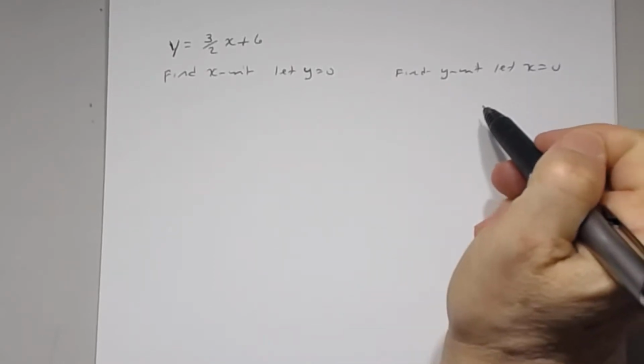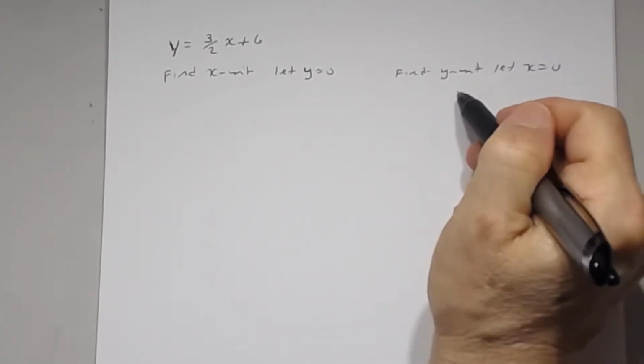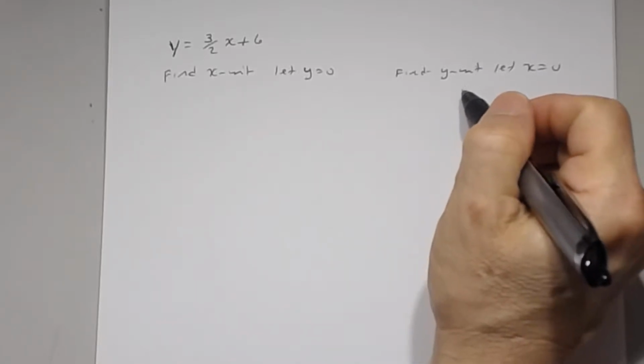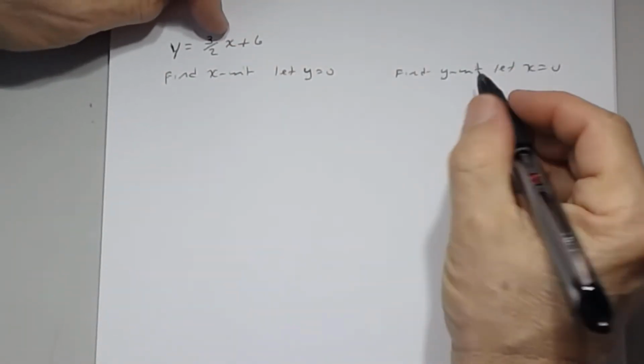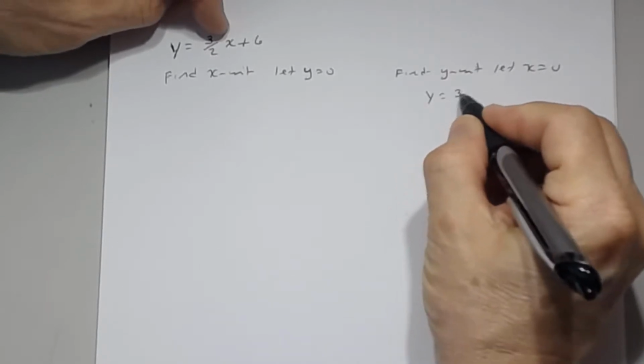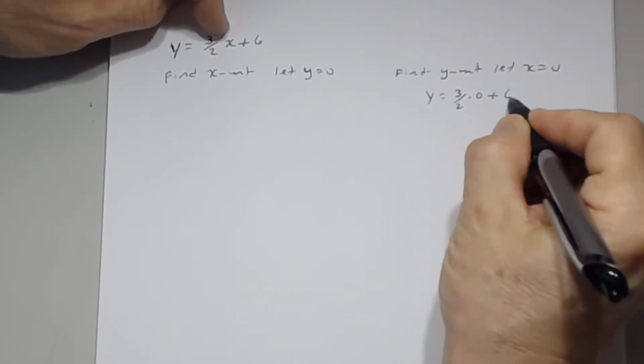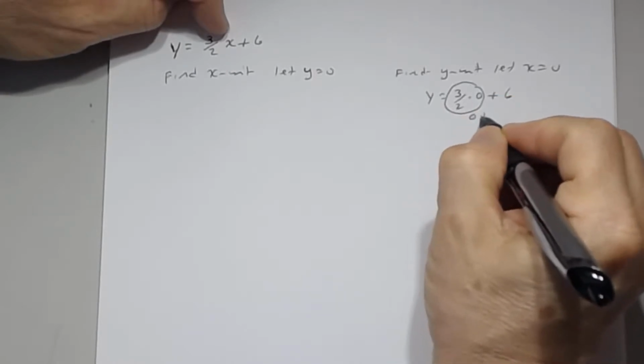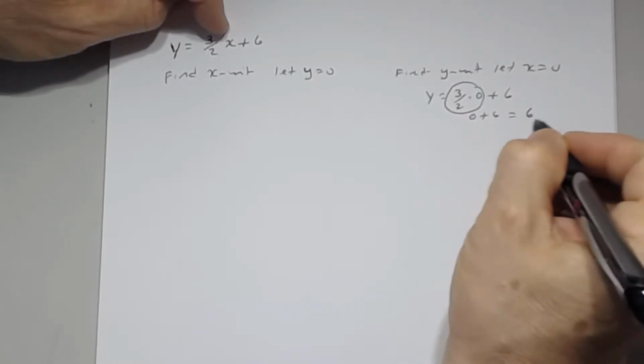Now in this particular case, it's easier to find the Y-intercept first. So let's go ahead and find the Y-intercept first. To find the Y-intercept, you're going to let x be 0, right? So you get y equals 3 halves times 0 plus 6. What's 3 halves times 0? 0. And 0 plus 6 is 6.